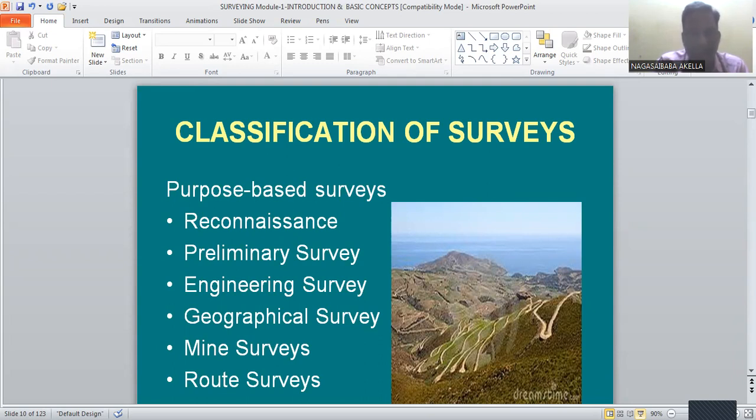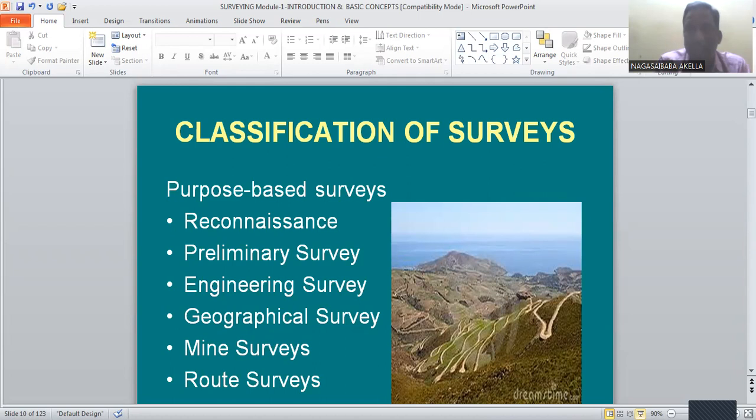Next, geographical survey. To know how the geography is, that survey is called geographical survey. Mine survey is used to explore the mineral wealth, where the coal mines are, where the gold mines are. If you want to find out mineral wealth, those surveys come under mine surveys, below the ground level, underground.